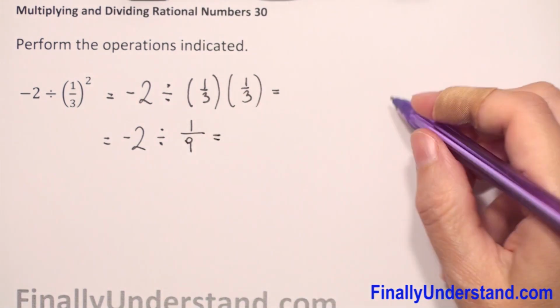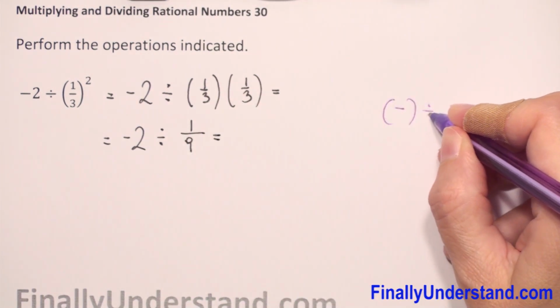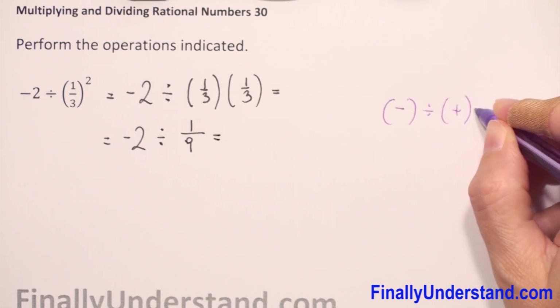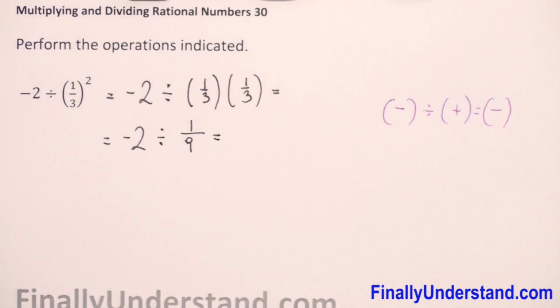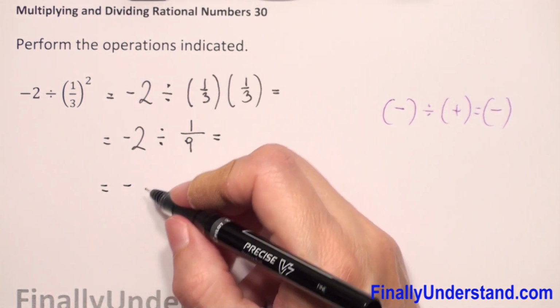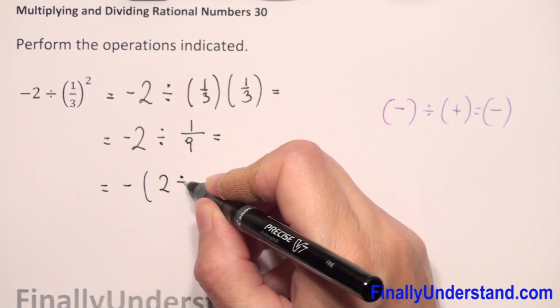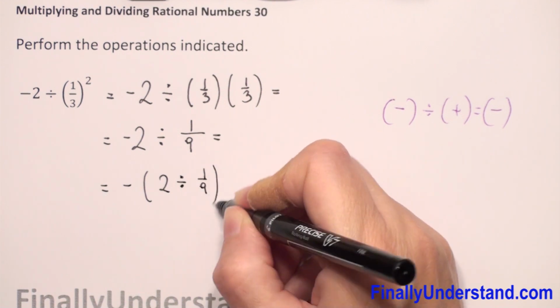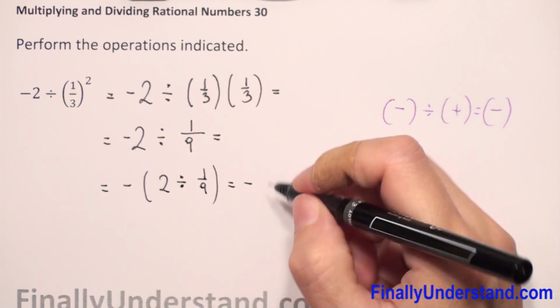Negative divide by positive, this is always negative. So we have negative sign. We have 2 divide by 1/9. So this is equal, negative sign we copy.